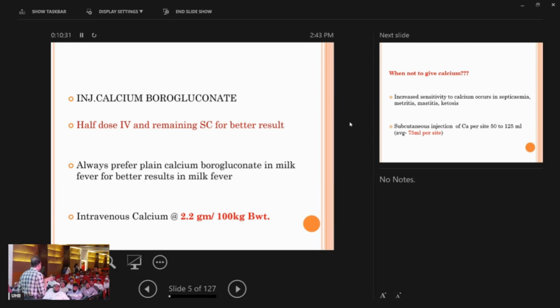If it is a case of milk fever, where the animal is in severe recumbency with subnormal temperature and turns its head towards the lateral flank, all these are signs of hypocalcemia. Here, don't go for magnesium. Magnesium and calcium solutions are available, but only if there is tetany should you go for magnesium solutions. If the animal is flaccid, dull and depressed, in a comatose stage, go for plain calcium borogluconate. That is the better one for treating milk fever. The dose is intravenous calcium 2.2 gram per 100 kg body weight. That is why they have designed the 450 ml bottle, so that it delivers 10 gram of calcium per cow.